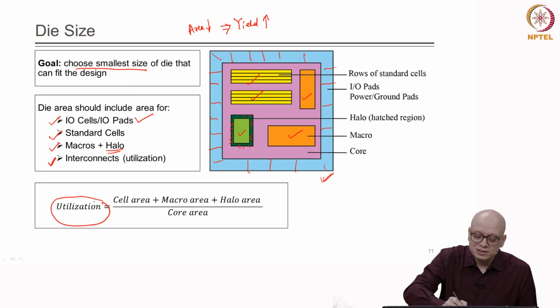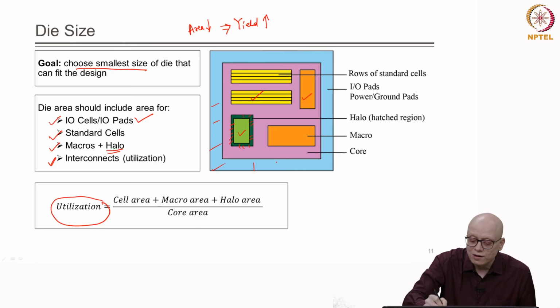Utilization is the ratio of the cell area. If we consider this core, the area of the die that is left after we have removed the portion of IO cells is the core. This is the core area, which is shown in pink, right.